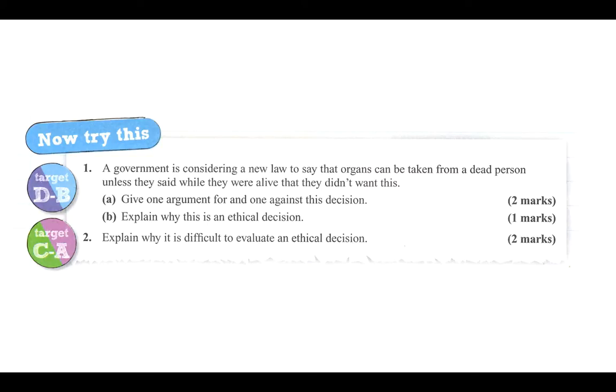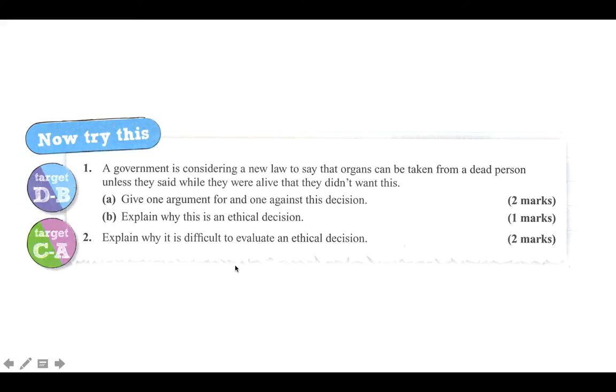Part B, explain why this is an ethical decision. So the mark scheme says, an ethical decision is one that takes into account what is right and wrong. One person's opinion may differ from another. So an ethical decision is what's right or wrong, but not everybody has the same idea of what's right or wrong. Everybody has different points of view.